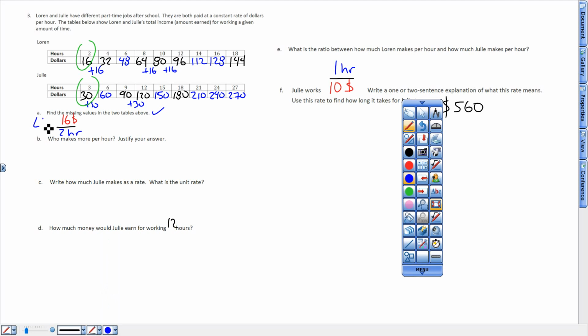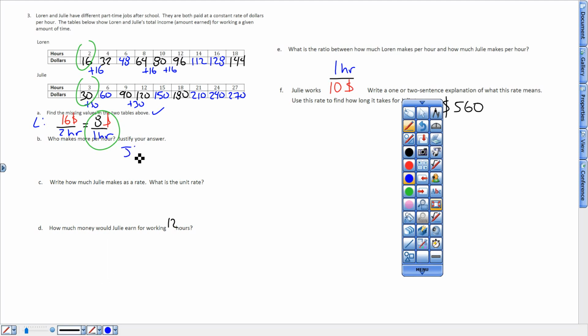So if I divide that out, that gives me $8 for every 1 hour that Lauren is working. She's making $8 per hour. That is her unit rate. That is for Lauren. If I do the same for Julie here, and let's do that underneath.